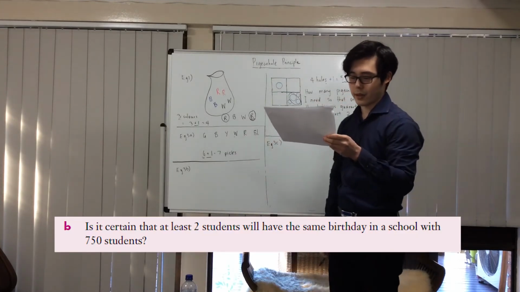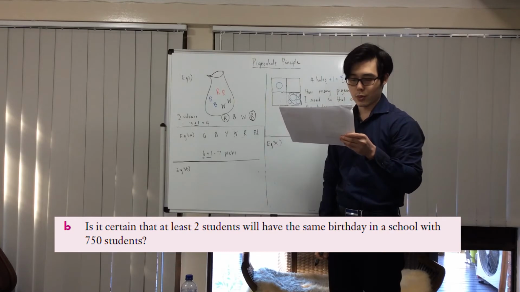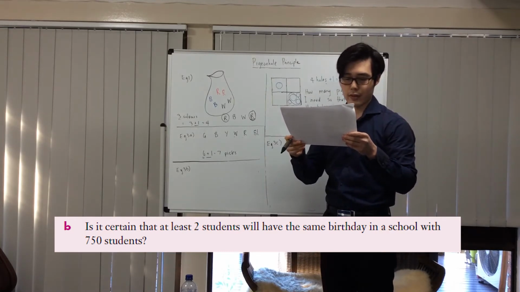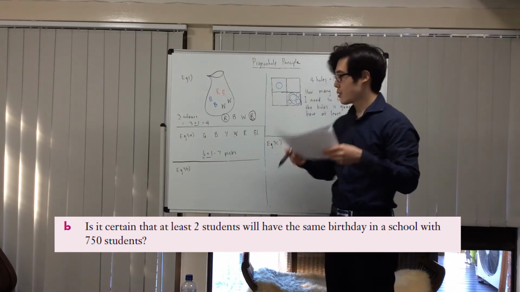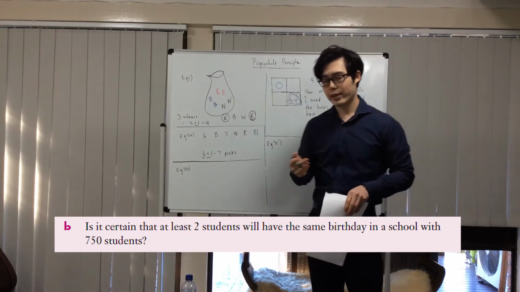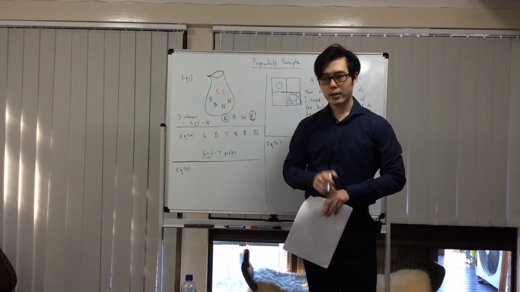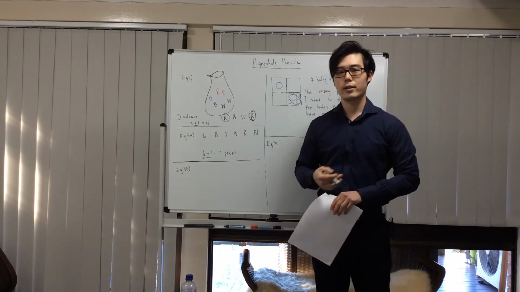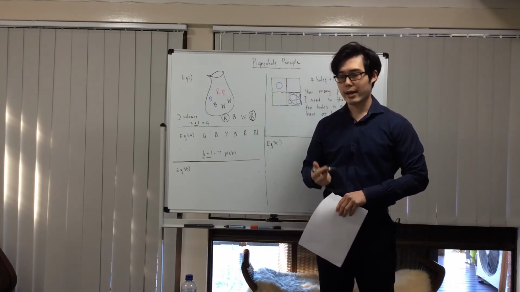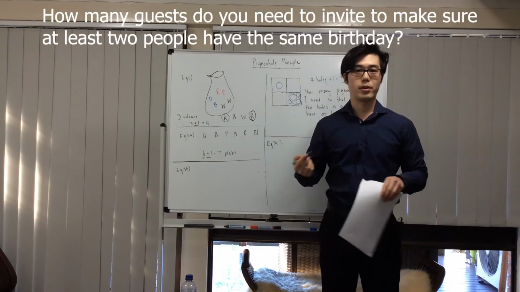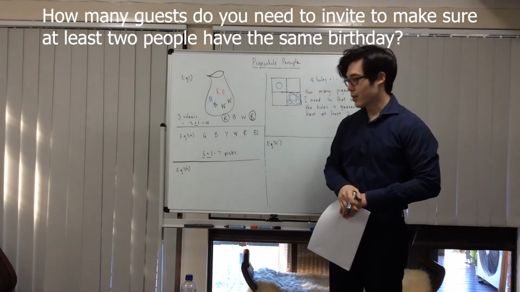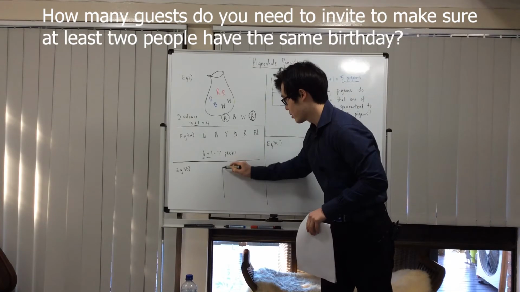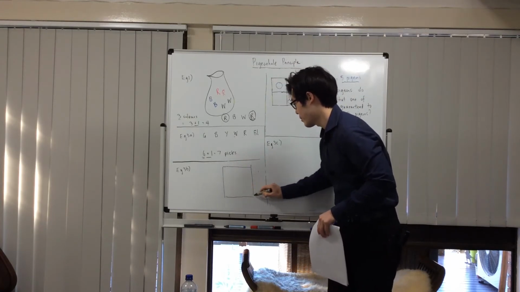It says, is it certain that at least 2 students will have the same birthday in a school with 750 students? All right, so the trick here is, girls, let me rephrase that question. Let's say you were hosting a party and you wanted to know how many guests you need to invite to guarantee that you have at least 2 people with the same birthday. To start this off, girls, let's say this is your list of people, the number of people that you invited.